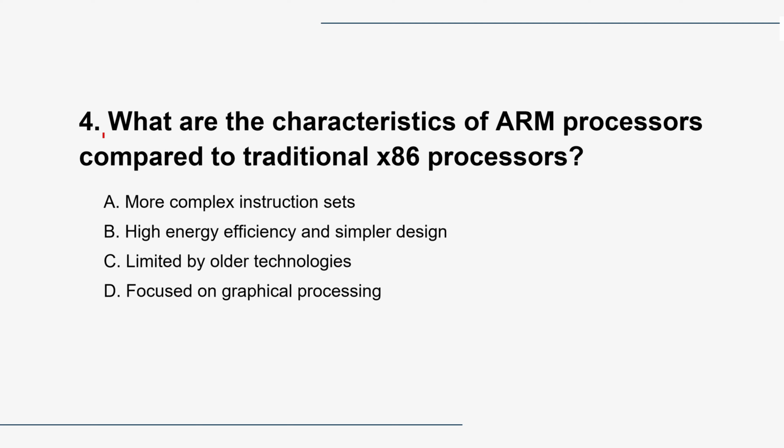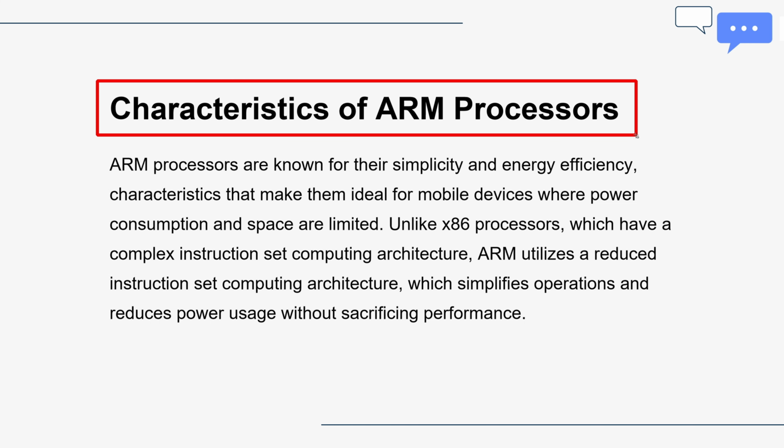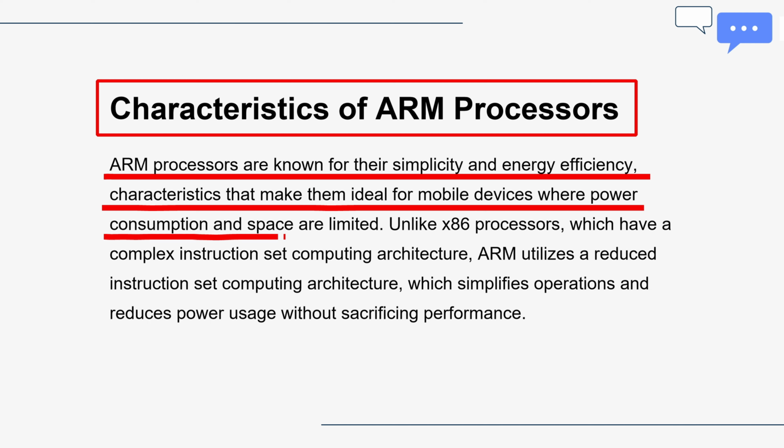Question 4. What are the characteristics of ARM processors compared to traditional x86 processors? The knowledge points of this question are: characteristics of ARM processors. ARM processors are built to be simple and power efficient, making them ideal for devices like smartphones where battery life is crucial. They perform well without using a lot of power or generating too much heat.